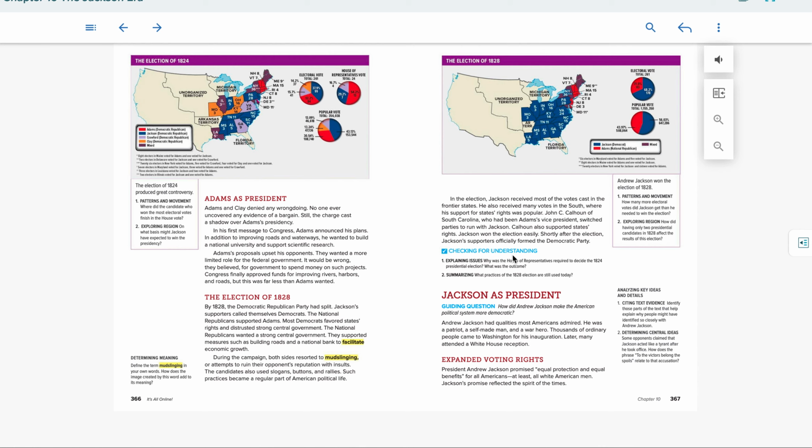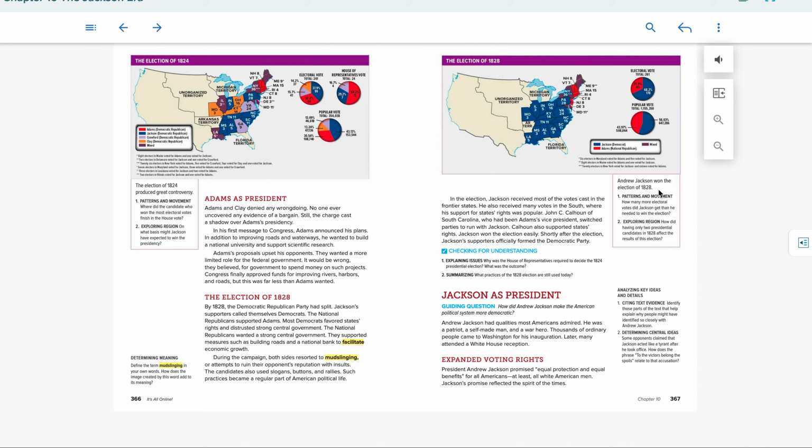Checking for understanding. I want you guys to think about these questions. Number 1, explaining issues. Why was the House of Representatives required to decide the 1824 presidential election? What was the outcome? Number 2, summarizing. What practices of the 1820 election are still used today? We're also going to look at this map. Let's look at the questions.